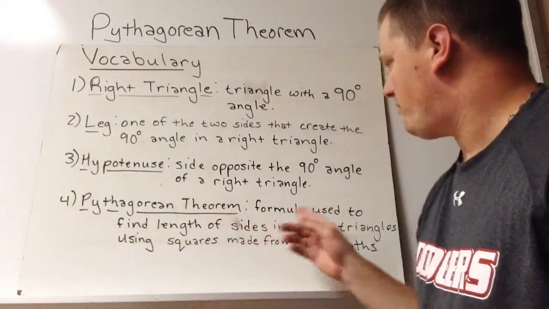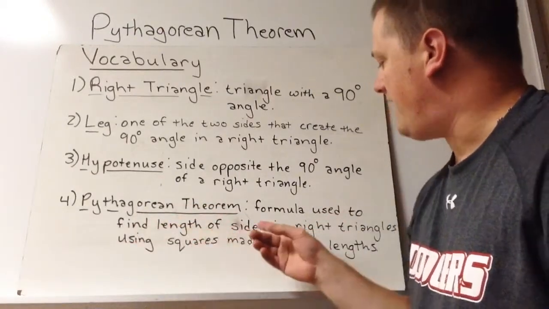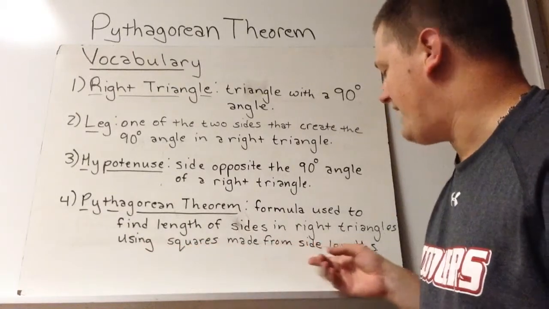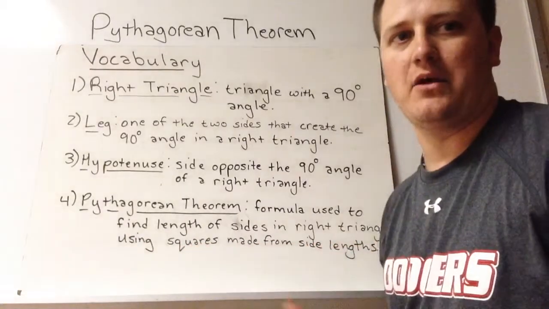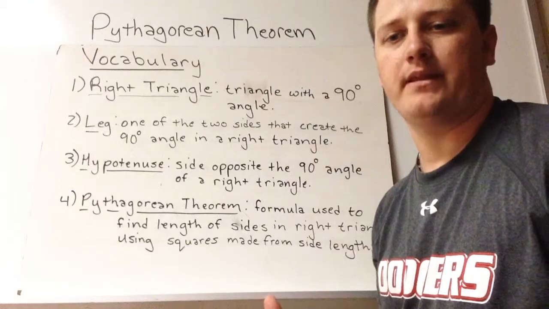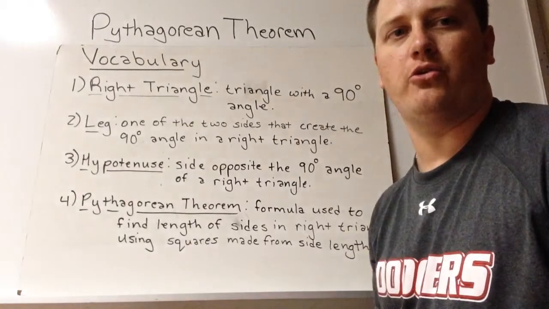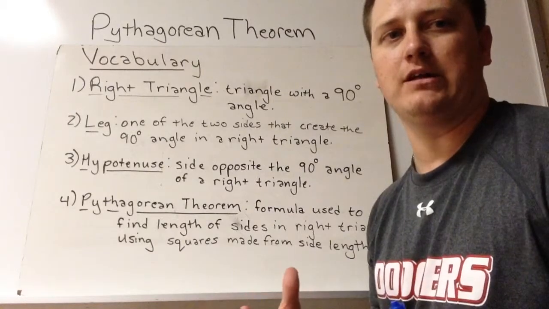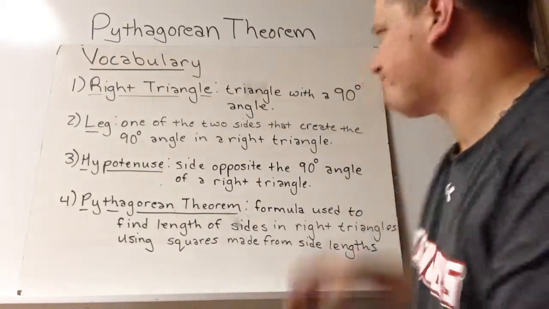Pythagorean Theorem, a formula used to find the length of sides in right triangles using squares made from side lengths. Basically, we're going to find a pattern to how the side lengths of a right triangle work together.